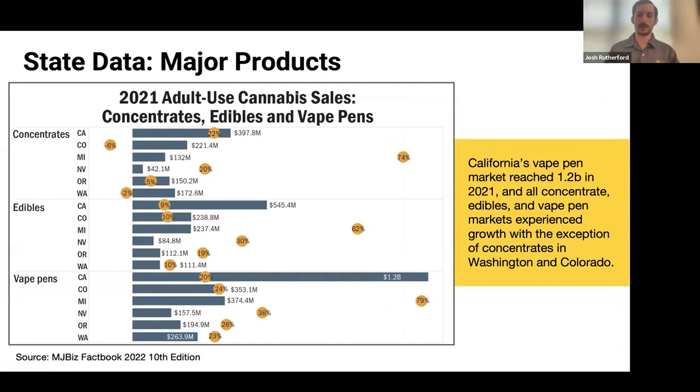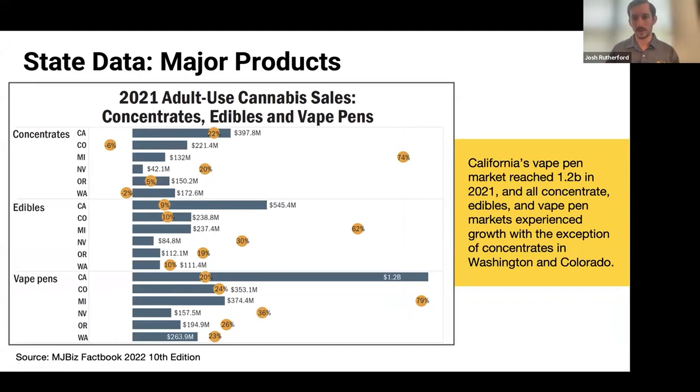California's vape pen market reached $1.2 billion in 2021, and all concentrate, edibles, and vape pen markets experienced growth with the exception of concentrates in Washington and Colorado. We can talk a little bit about why that is. But when you look at overall concentrates, the drastic growth between these products, the really important other thing in going to market is how you make your decision on what your state is.